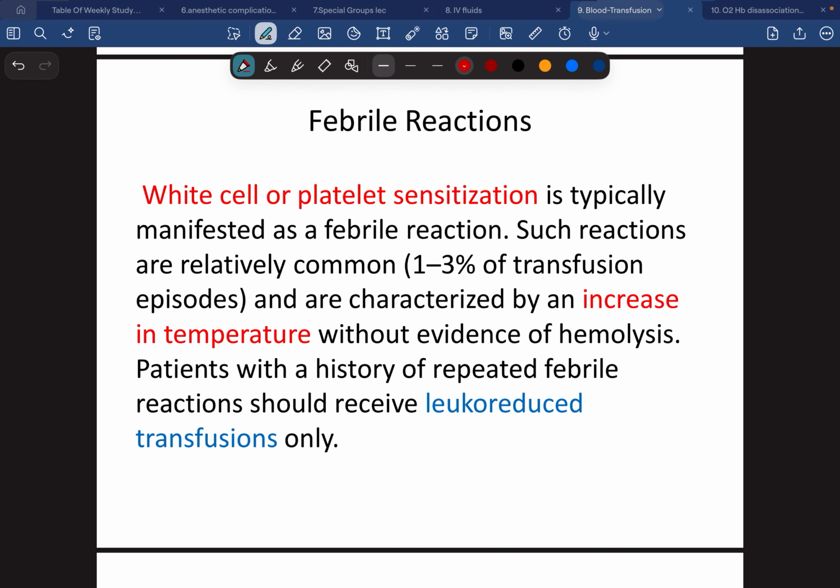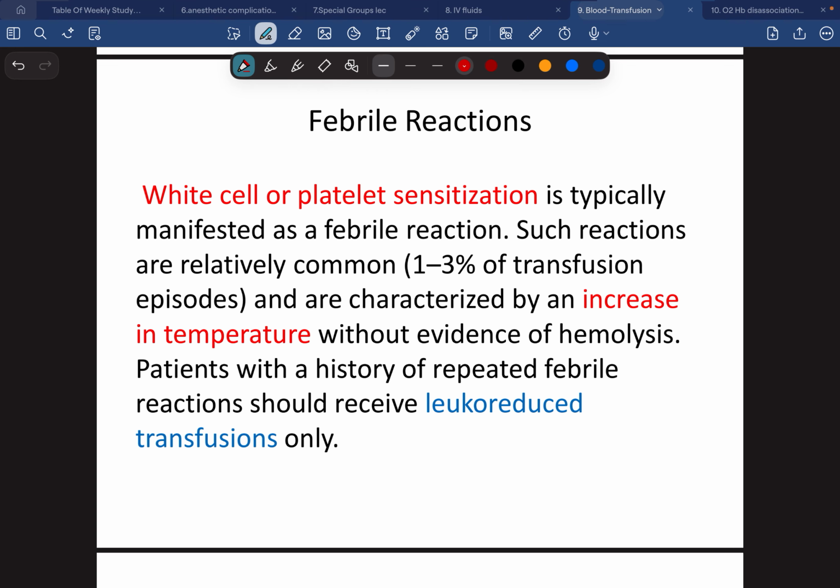It's not very common, but for people with a history of repeated transfusions with repeated febrile reactions, we eradicate the white blood cells. We call it leukoreduced transfusions.